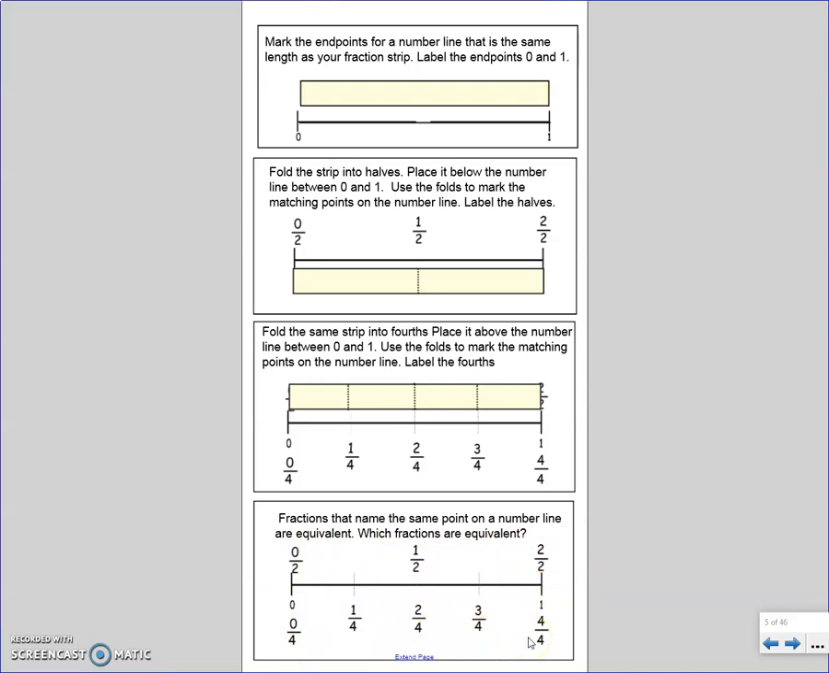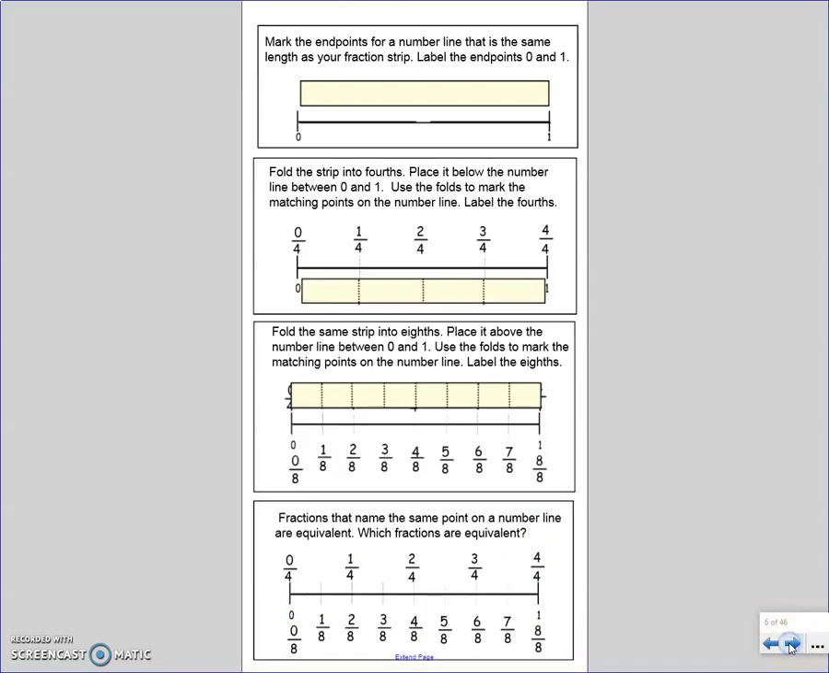And you can see that some of the fractions are equivalent because they cover the same space. 0 halves and 0/4 are equivalent because they cover the same space, they share the same tick mark. 1/2 and 2/4 are equivalent because they cover the same amount of space and they share a tick mark. What other 2 fractions are equivalent on this number line? I agree. 2 halves and 4/4 are also equivalent on this number line because they cover the same distance from 0, they share the same tick mark on the number line.